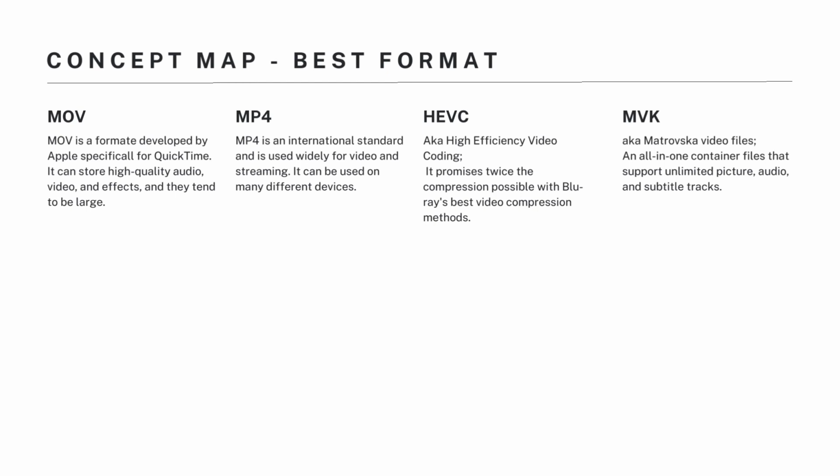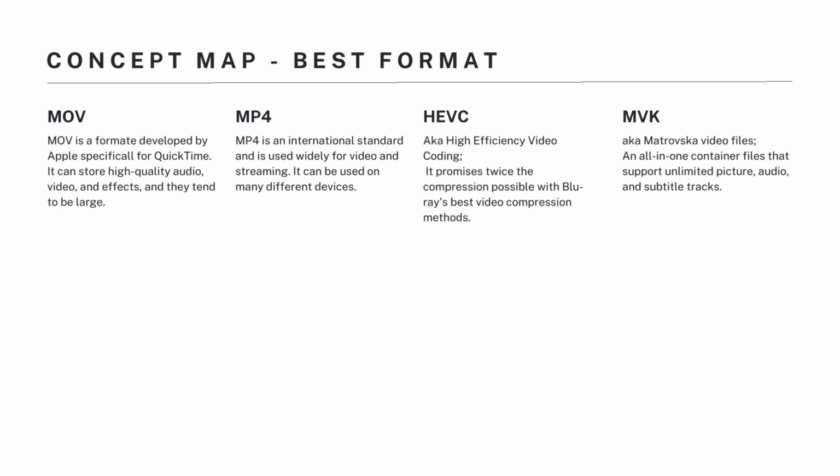So moving on in our concept map, what's the best format? MOV, or Move, is a format developed by Apple specifically for QuickTime. It can store high-quality audio, video, and effects, and the files tend to be large. MP4 is an international standard and is used widely for video and streaming. It can be used on many different devices.